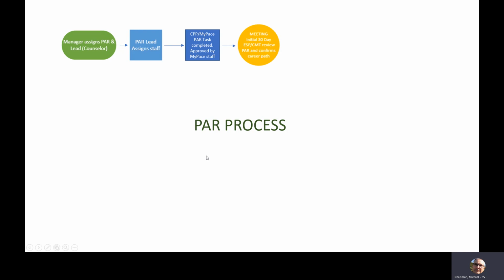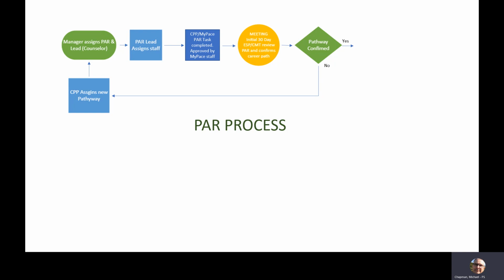So PAR moves forward then to the student's initial 30-day ESP CMT review meeting, and they will review the PAR as well as their evaluation and confirm the career path. Now, if the pathway is not confirmed or it needs to be changed in some way, then it will go back to the CPP and assign a new pathway and back to the manager to assign the PAR and the lead. When the pathway is confirmed, it moves forward and the student begins pathway and completes assigned tasks.